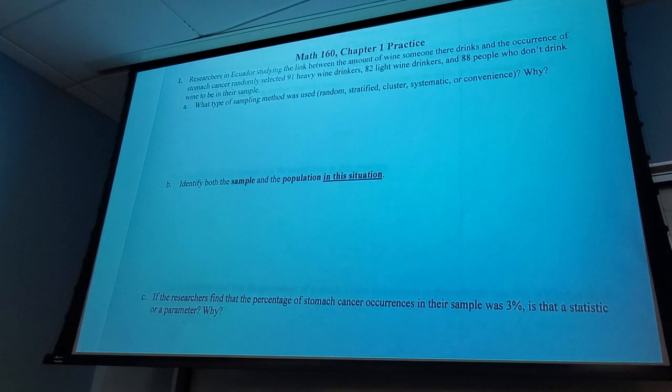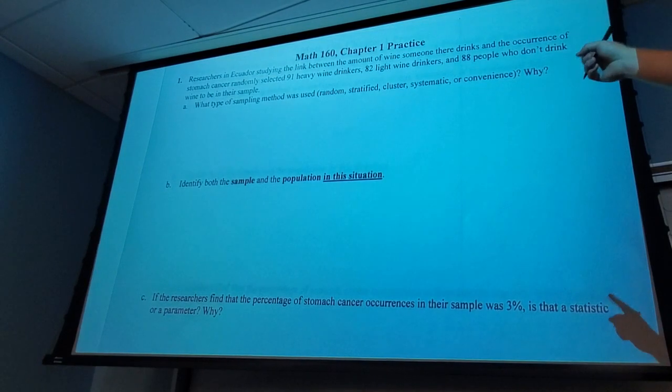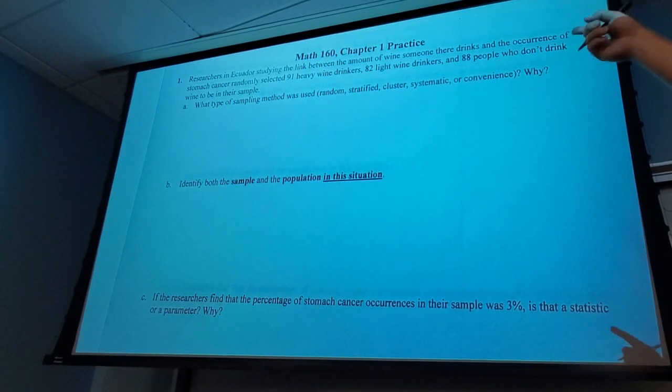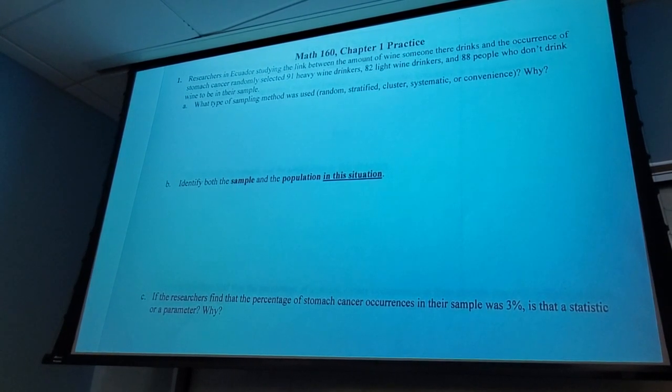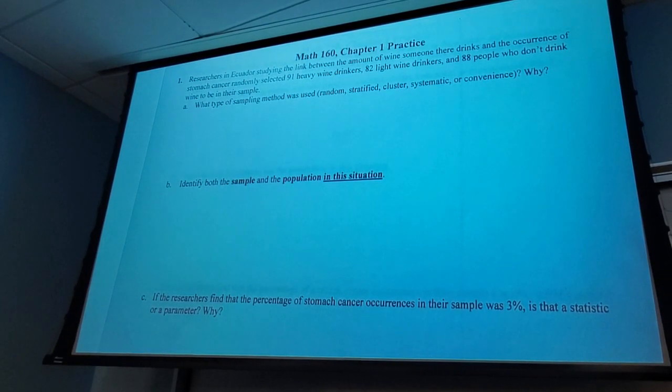Cluster would be if I broke people up into heavy, light, and don't, and I just picked 2 of them at random and took everybody. Do you see how that would not be good? Why did they have to do it this way? If I'm trying to study if there's a relationship between drinking wine and stomach cancer, don't I need representation from all those groups? So I have to do stratified. If I just did a random sampling, is it possible that I get nobody that doesn't drink wine? Yes. In which case my study would be bad. I wouldn't have that comparison group, would I? So I have to do stratified to make sure I get people from each group.